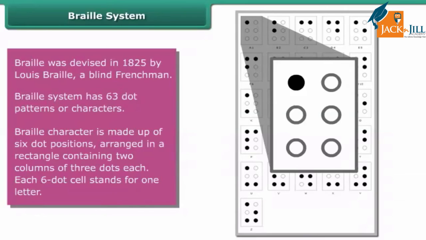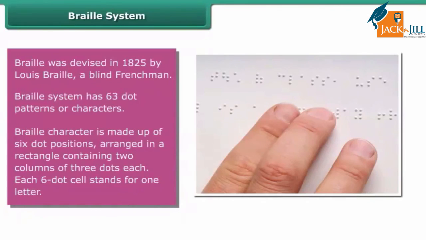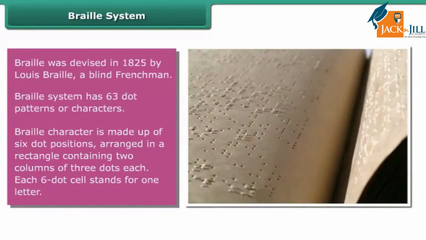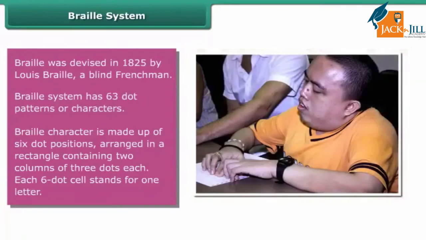Each 6-dot cell stands for 1 letter. Each character represents a letter, a combination of letters, a common word, or a grammatical sign. Visually challenged people learn the Braille system by beginning with letters, then special characters and letter combinations.